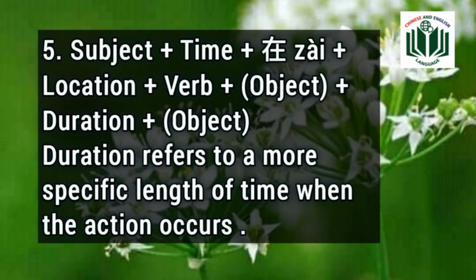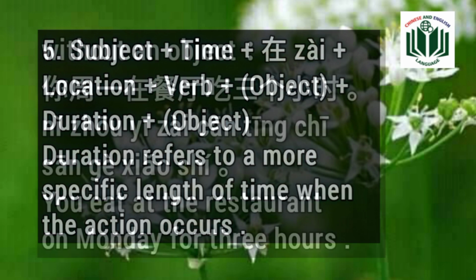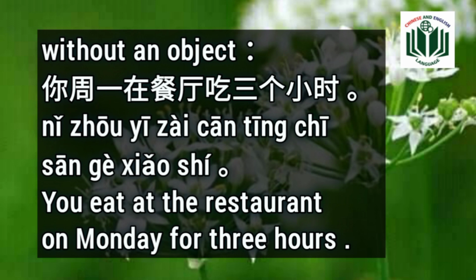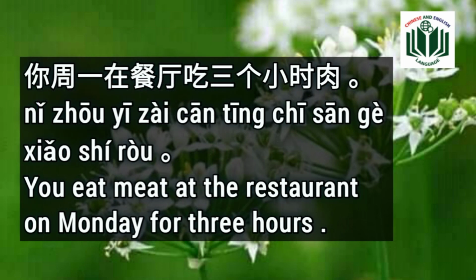5. Subject plus time plus 在 plus location plus verb plus object plus duration plus object. Duration refers to a more specific length of time when the action occurs. Without an object, 你周一在餐厅吃3个小时 you eat at the restaurant on Monday for 3 hours. 你周一在餐厅吃3个小时肉 You eat meat at the restaurant on Monday for 3 hours.